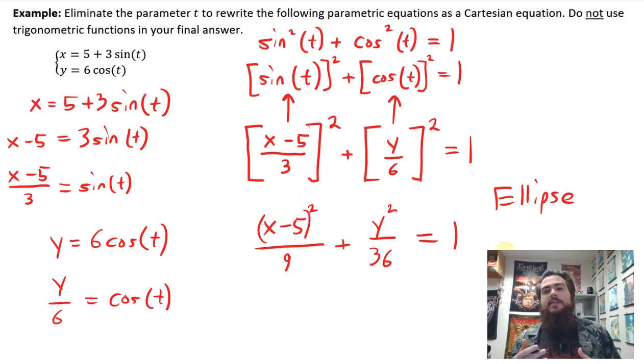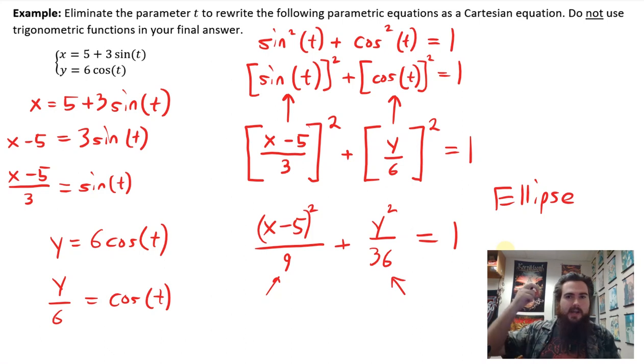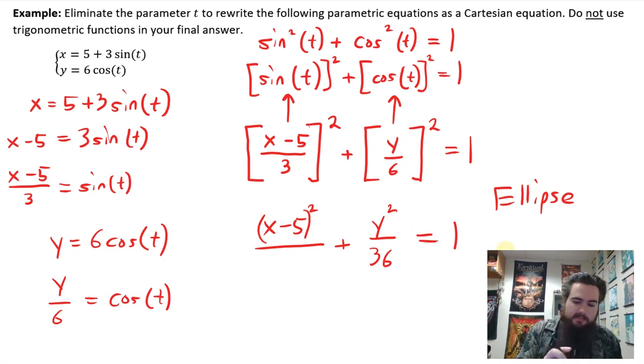And it has a major and a minor axis. It has a minor axis along the x direction, so it has a minor radius of 3. And it has a major radius of 6. So it's an ellipse that is stretched further in the y direction than in the x direction. If these denominators were both the same, like if this was 36 and 36, then this would actually be a circle instead. But the different denominators tell me that this is going to be an ellipse instead.